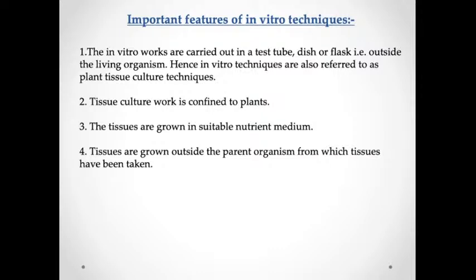That is, we are doing it outside the living organism, in this case in a test tube, like cloning of a test tube baby. Instead of doing all these human things that we were discussing, we are now doing it with plants actually. So these in vitro techniques, growing your plants in petri dishes, in a flask or test tube, are referred to as plant tissue culture. Tissue culture, in this case, is refined to plants. They are grown on a nutrient medium, and the tissues are grown outside the parent organism from which the tissues have been taken.